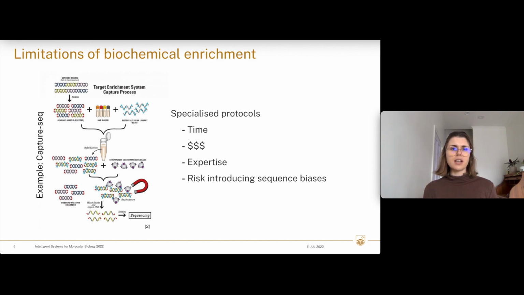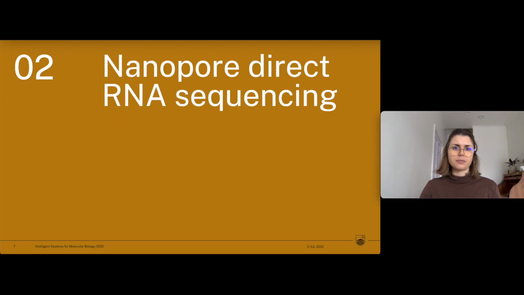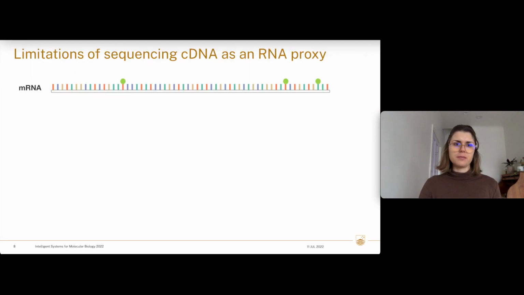So to remove these contaminants, specialised biochemical protocols are traditionally used, but the problem is that these require a lot of time, expensive materials, expertise, and they risk introducing biases into the sequencing library. Nanopore direct RNA sequencing provides the opportunity to alleviate these limitations computationally.